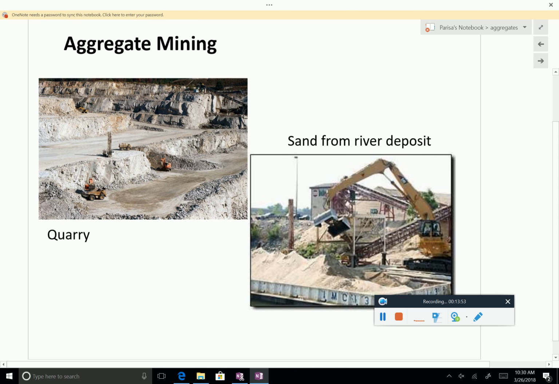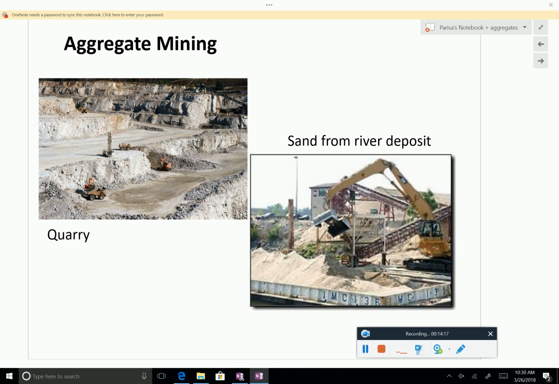And just to make a comparison, so again, you may have seen the quarries. They can be very, very large. Later on, I'll show you some videos when we talk about cement, so you see they can be really, really huge. And this is one example of basically extracting the sand and gravel from river deposits.